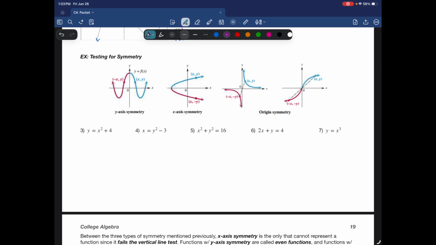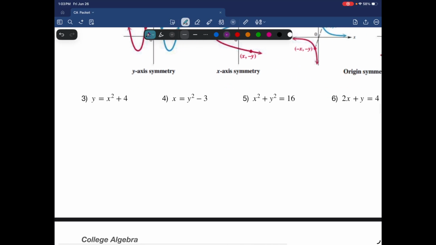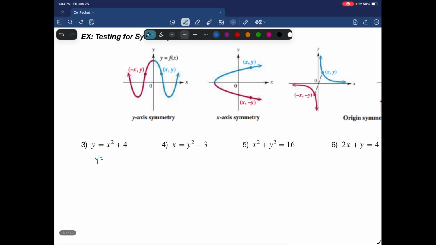So we're going to spend some time on 3, 4, 5, 6, and 7 and test each one of these for a certain kind of symmetry. All right, and so here's what we got. So if I want to test x-axis or y-axis symmetry, notice that on y-axis symmetry, the only thing that changes is the x value. So I'm going to plug in -x and see what I get. So when I do that, the squared takes care of the negative, so I end up with my original back. And because I get my original back, then this is going to be y-axis symmetry.